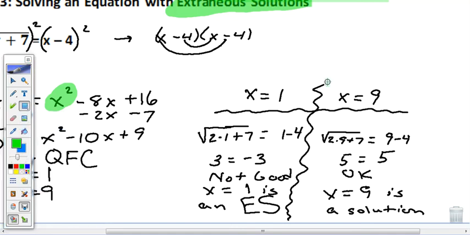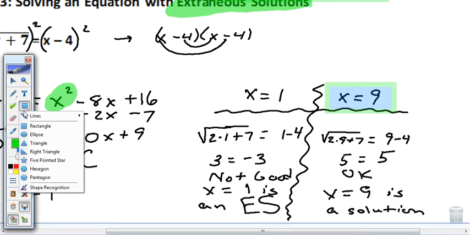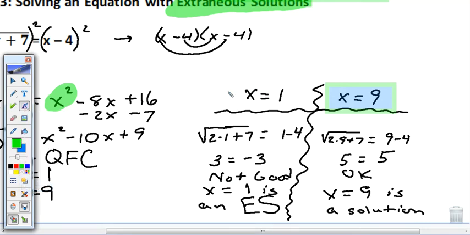So x equals 9 is good. We would say x equals 1. Not good.